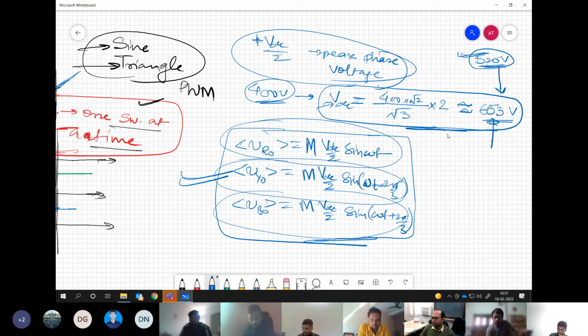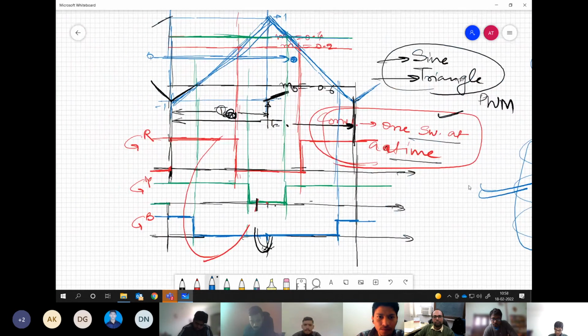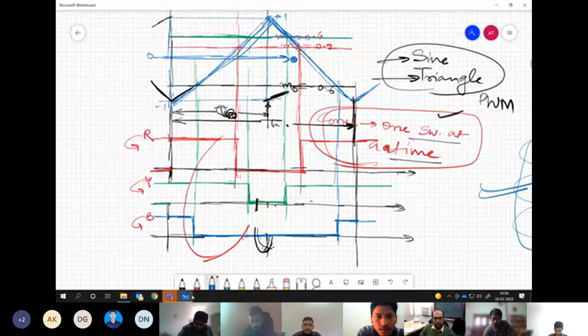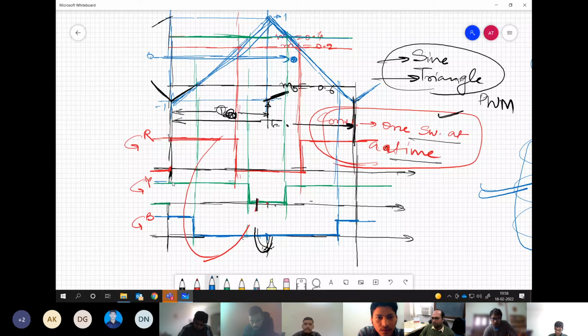Ajay? Sir, when we are using a triangular carrier wave, still there is a point where all the three switches are on. Where? No, three switches can be on. There is no problem. Three switches on or three switches off, that's not the problem. See, if we talk about this instance, all the three switches are off. And here all the three switches are on. Yes. The problem is not that.